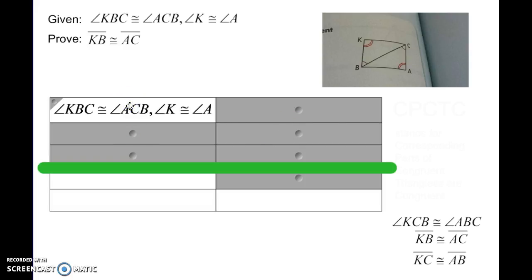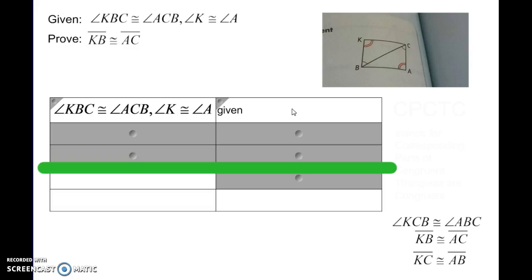Angle KBC is congruent to angle ACB, which has been marked with arc marks at their vertices, B being the vertex of the first one and C being the vertex of the second, with one single arc mark. And angle K is congruent to angle A with two arc marks, and these are given. There's no more given, so I look to my picture.